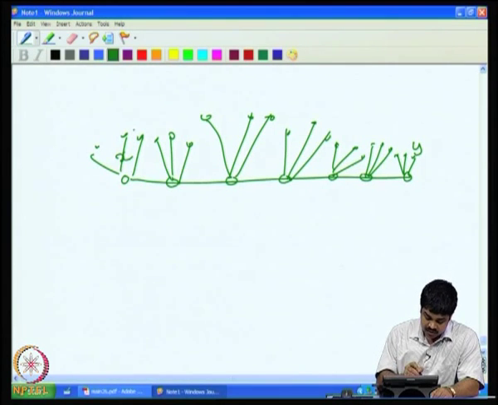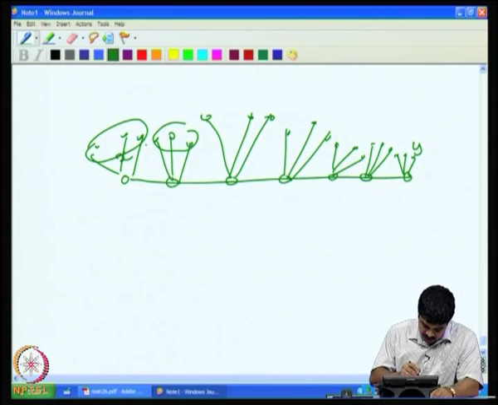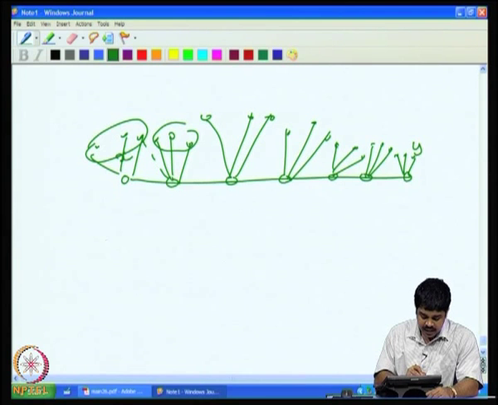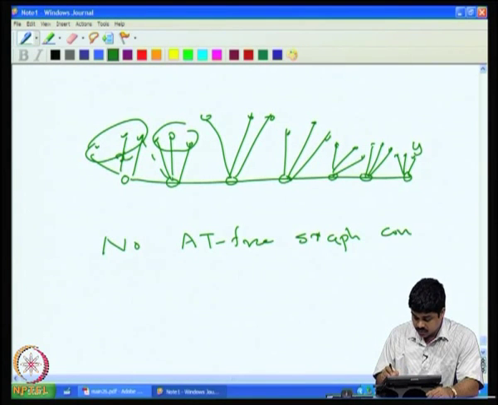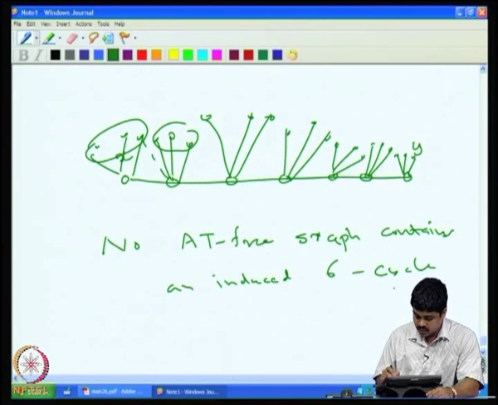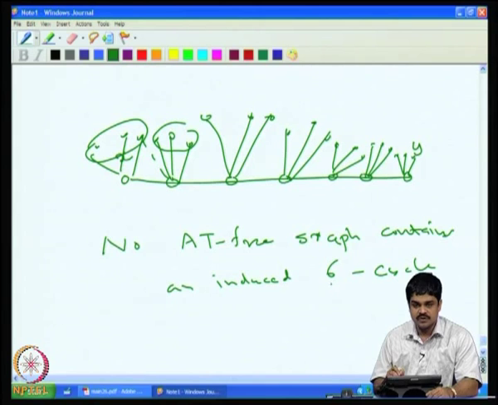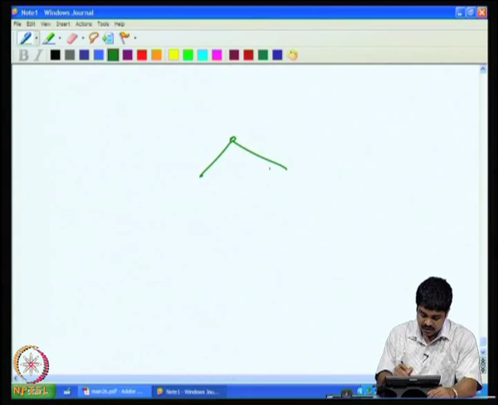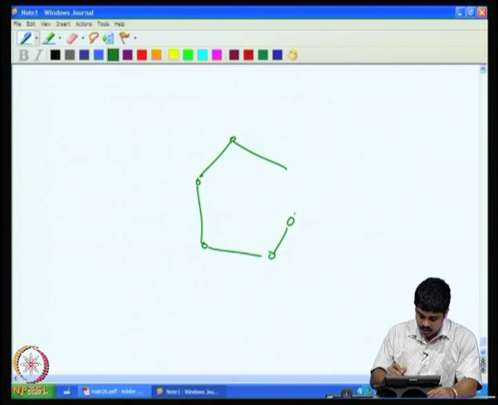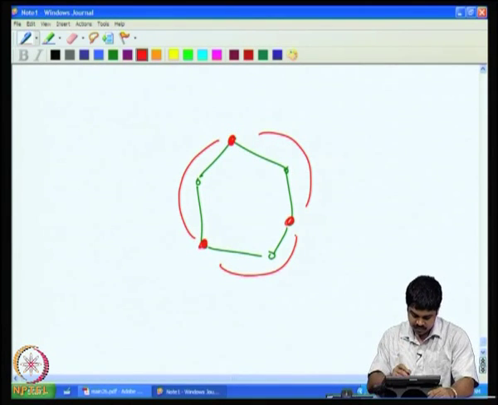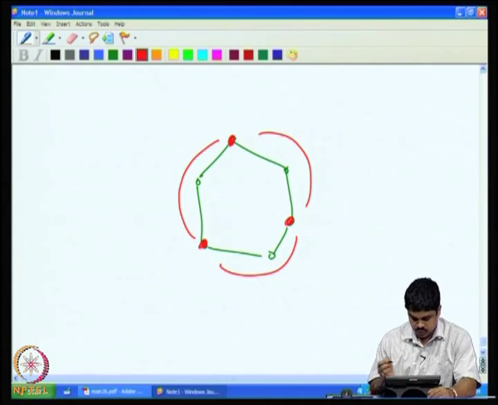And moreover, there are connections inside this, there can be connections from here to here, but we can also say that no AT-free graph contains an induced 6 cycle or a cycle greater than or equal to 6. Why is it so? Suppose you have an induced 6 cycle or bigger cycle, then you can find an AT here very easily. So here is a path, here is a path, here is a path. This is an AT, because these paths between these two vertices avoid the neighborhood of this path between these two vertices, and so on.